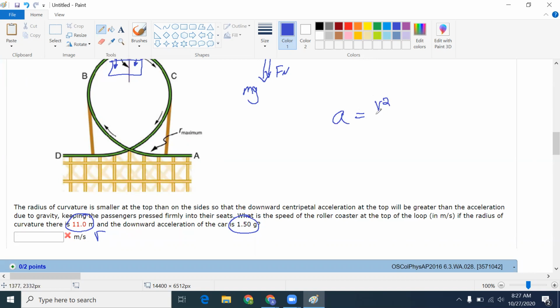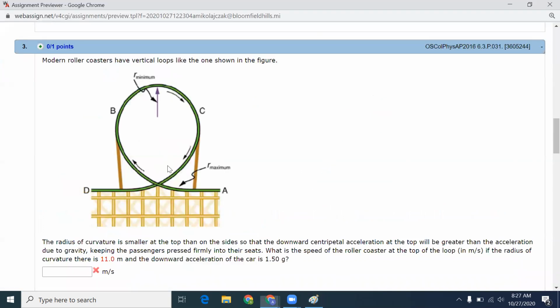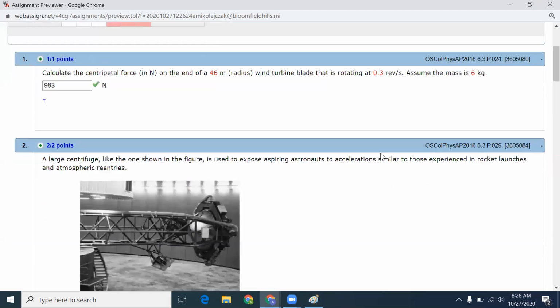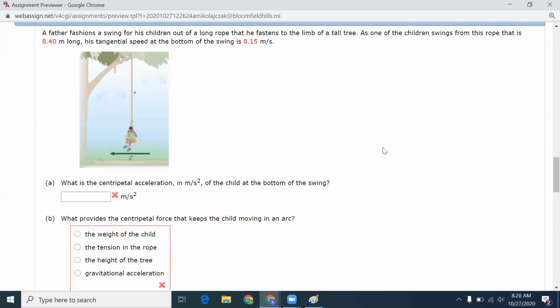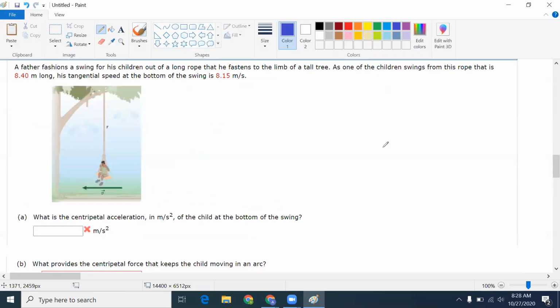So acceleration is v squared over r. So 1.5 g. That's 1.5 times 9.81 or 14.7. So 14.7 equals v squared over 11. 14.7 times 11, take the square root, and you'll get 12.7. We'll check it out, 12.7. 12.7 works.